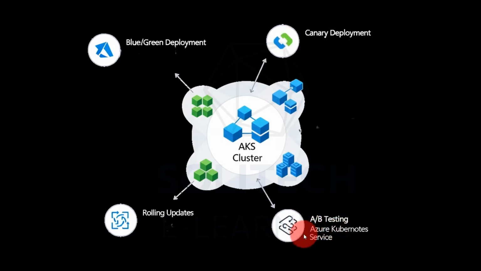4. A/B testing. Similar to Canary, but based on request parameters. Routes specific users to different versions. Useful for testing UI changes or business logic. Typically implemented with service mesh, ingress controllers, application-level routing.